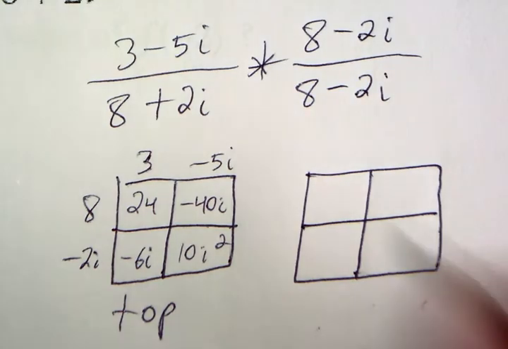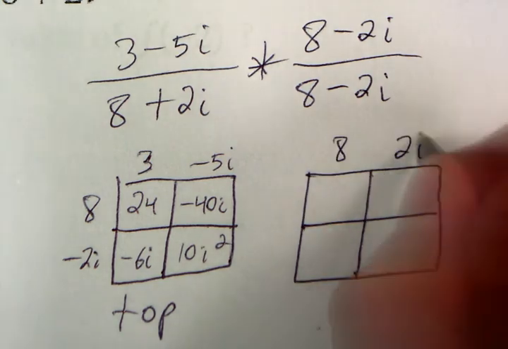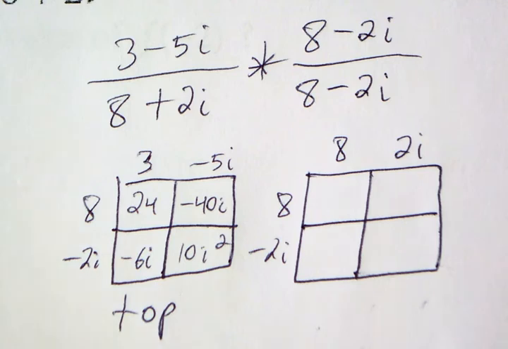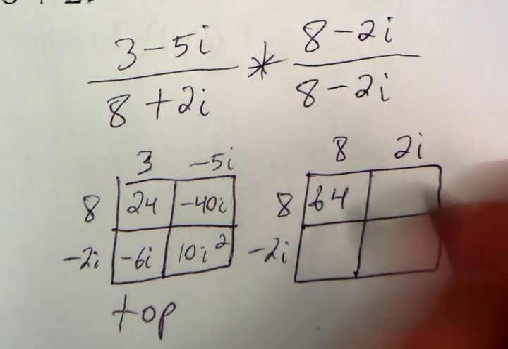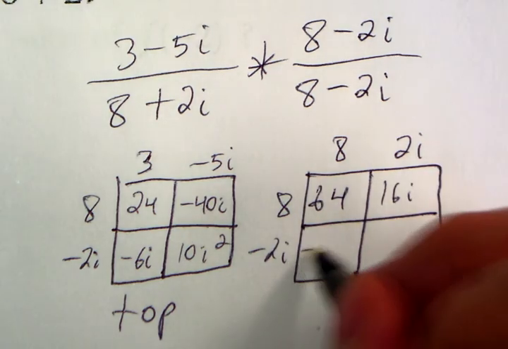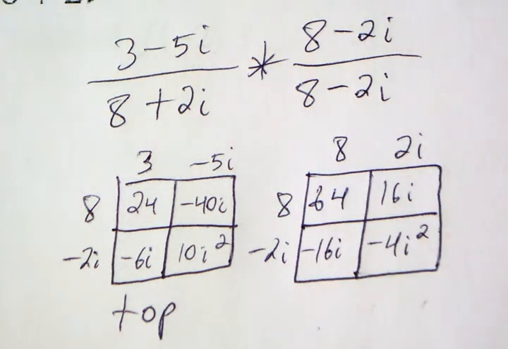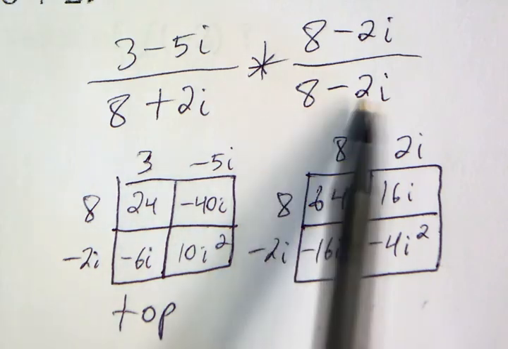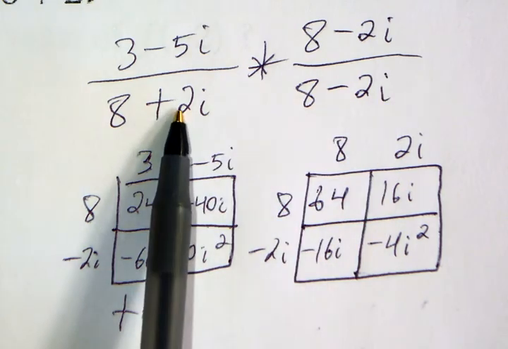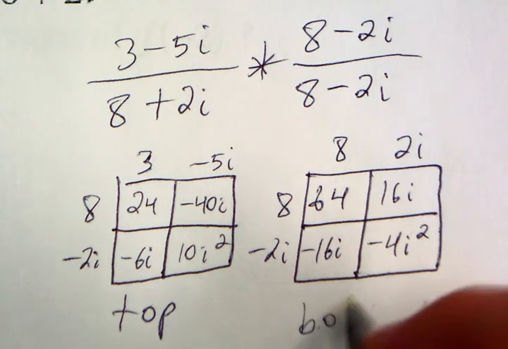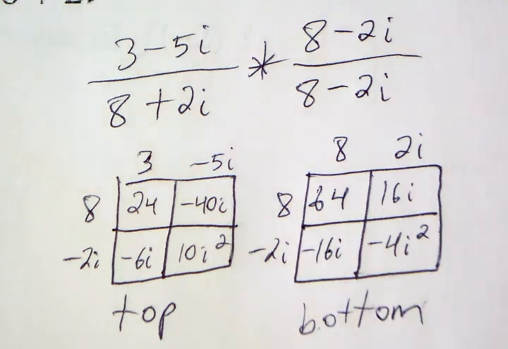Now let's multiply the bottom. We have 8 and 2i, 8 and negative 2i. I'm multiplying straight across the bottom. 64, 16i, negative 16i, and negative 4i squared. The reason why we chose minus 2i and plus 2i is so that this would happen. Our i terms cancel out, which makes the problem much easier to solve.